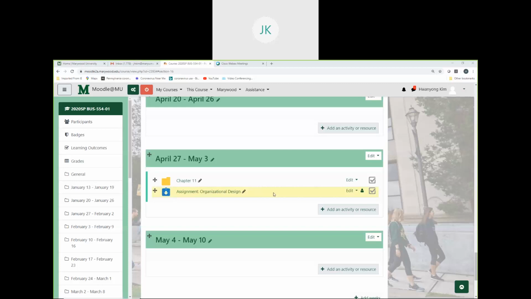When I receive the team project, the final project, then I will grade the individual and the group project. I will email you how I grade.